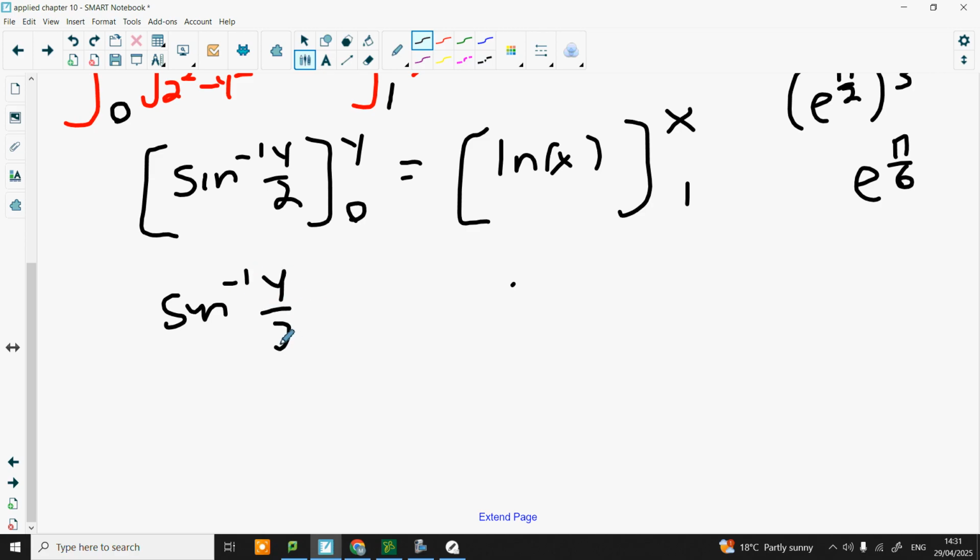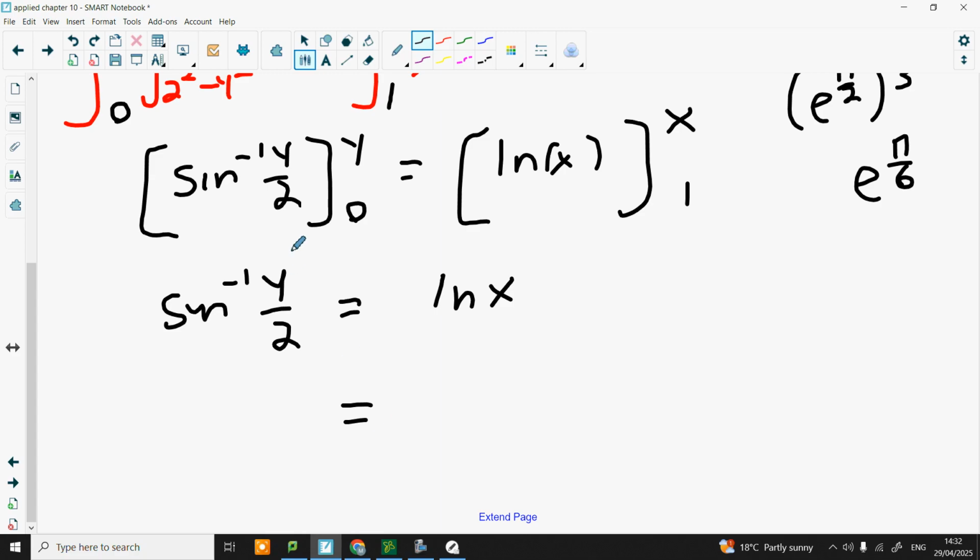Sine inverse y over 2. Sine inverse 0, which is 0. So I don't need to worry about that. There is a sine inverse 0, but we don't actually need it. So we just get rid of it. Okay. And then on the other side, ln x minus ln 1, and we already know about ln 1, don't we?